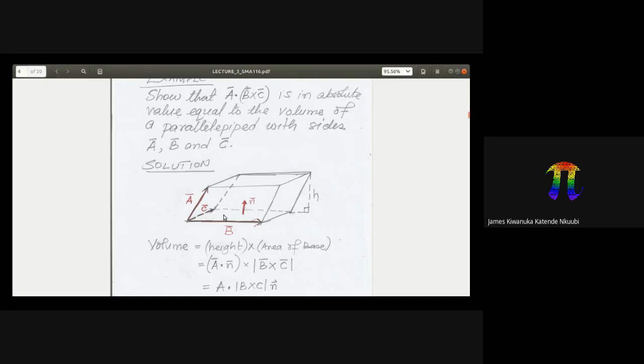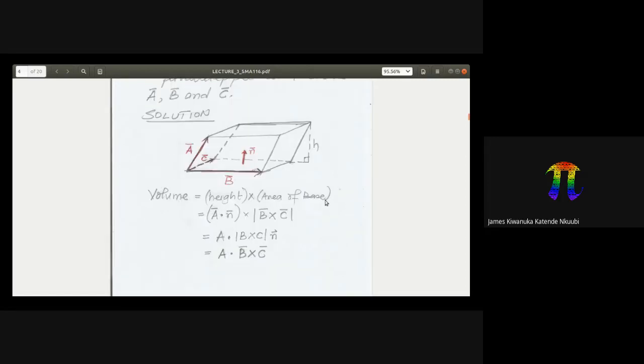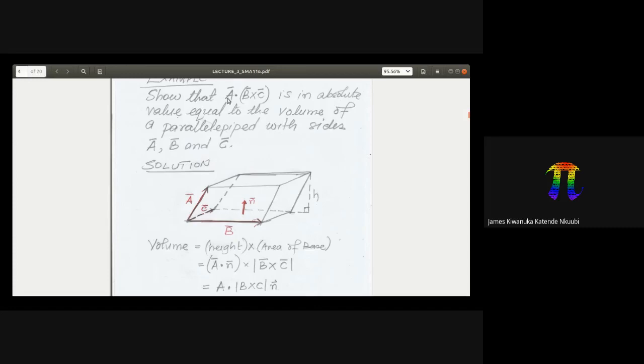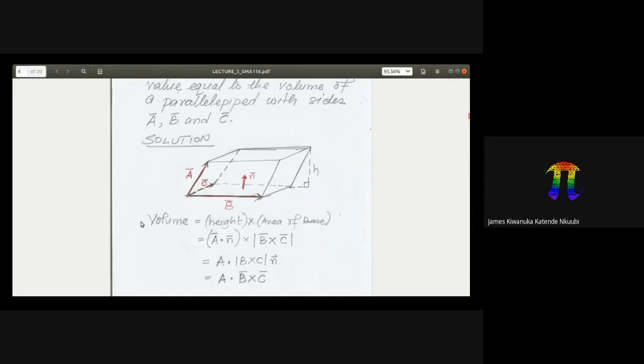So what we have is that the base and the top are parallel, and then these two sides are also parallel. That makes a parallelepiped. So the claim is that this dot product, A dot B cross C, will be the volume of this parallelepiped. So how do you find the volume? Volume is simply given by the height multiplied by the area of the base.